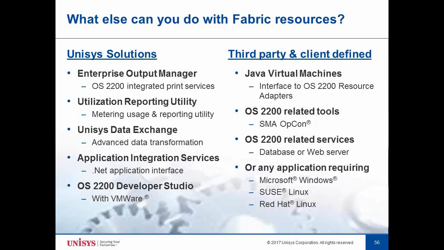And of course, Sam just talked about OS 2200 Developer Studio. And OS 2200 Developer Studio can be implemented within the fabric on a VMware instance. We recommend VMware over bare metal for the Developer Studio because the op servers that are utilized by the main Dorado processing complex can't be utilized with Developer Studio. So if you utilize VMware, you can have a single EPP VMware instance that then can support the Developer Studio, the op servers, and the other pieces that are required. So those are Unisys solutions.